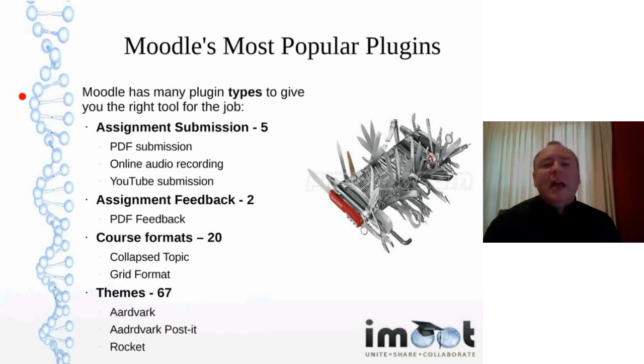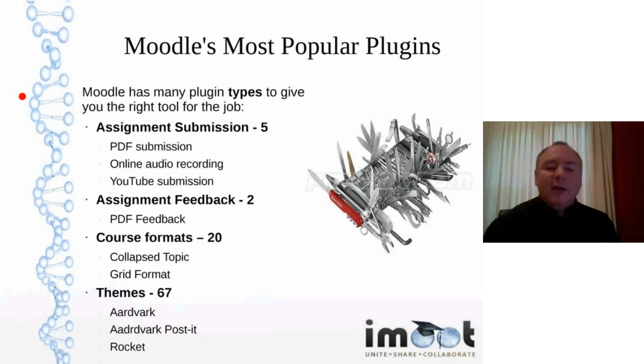Things like the collapsed topics format, which collapses the topics and then gives an arrow that folks can click on to show what's part of that topic, have been helpful. Or things like the grid format, which presents each topic as an icon that people can click on to get more information. So there are ways of changing the layout and the way that the course materials are organized and presented with course formats.